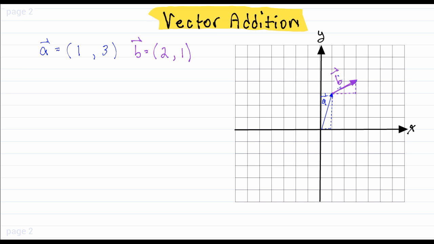Okay, so the result of A plus B, at least graphically, is the connection between where we started A and where B finishes. So it's this vector right like that. So that is our vector A plus B. If you notice, this vector has an x component of 3 and a y component of 4.